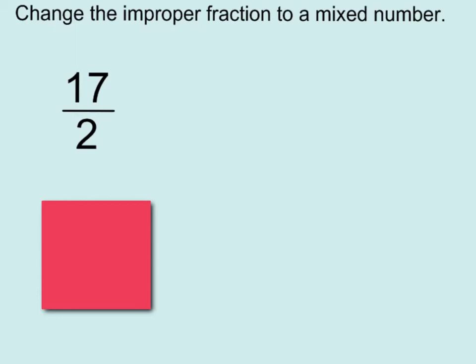So let's try this one. 17 halves. How many groups of 2 can go into 17? Well, let's change that to a mixed number and find out. If you count by twos, I would have 2, 4, 6, 8, 10, 12, 14, 16. I know my multiples of 2 would give me 8 groups of 2. 2 times 8 is 16. And then I know that there's 1 left over, so that would be 17. And remember, our denominator stays the same.